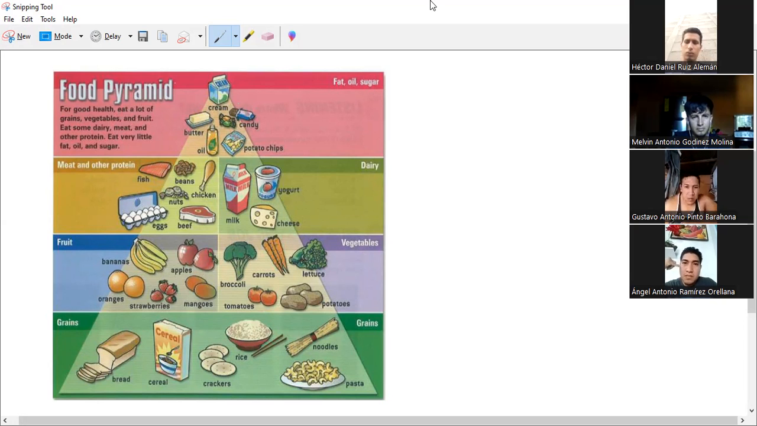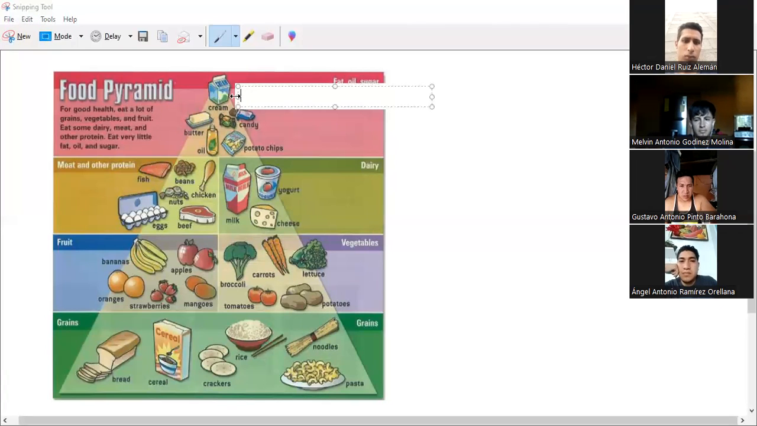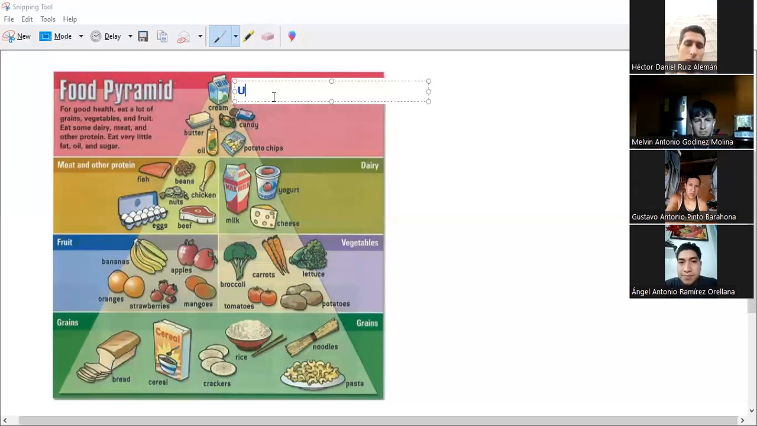Okay, so for example, cream. Can we count cream? Is it possible to count cream? ¿Podemos contar la crema? No. So it's uncountable. Vamos a poner así. Uncountable. Okay? We cannot count cream. Anything that is liquid. Water, milk, coffee, tea, wine, beer, soda, cream is uncountable.